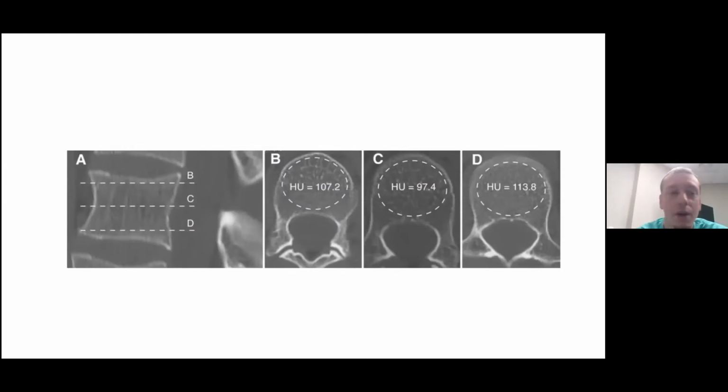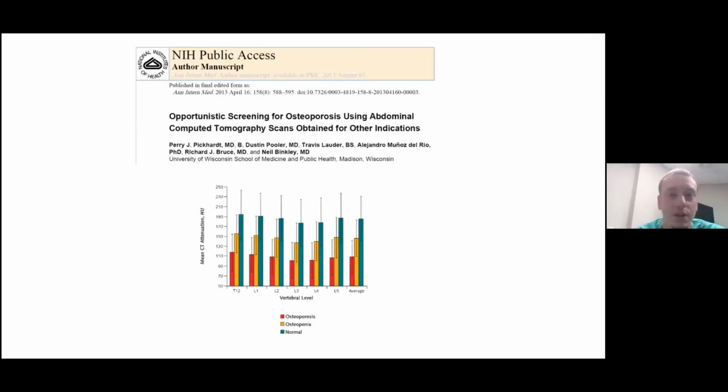Here's an example of how you can measure the Hounsfield units on CT. You can measure them on axial slices, and you can use several axial slices and come up with an average of Hounsfield units. Again, there's a lot of literature looking at this.